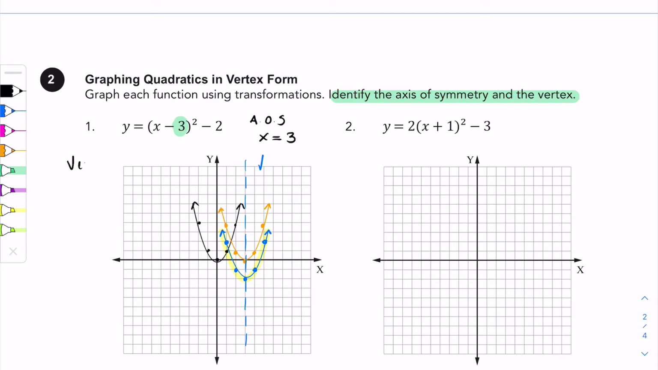Our vertex is always found by our h value and our k value, so h comma k. In this example, our h value is 3 and our k value is negative 2. We would write our vertex as 3 comma negative 2. And just check on the graph, does that match? Yes, it does. So we're all set with our vertex.